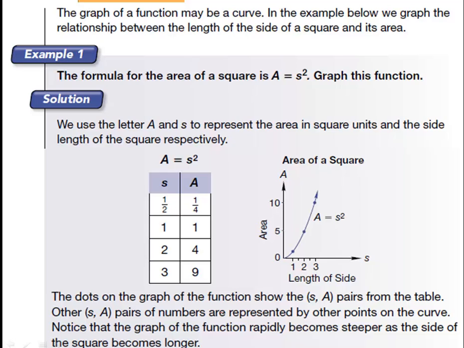So if s is equal to 1/2, 1/2 times 1/2 is 1/4. If the side is 1, 1 times 1 is 1. If it's 2, 2 times 2 is 4, and 3 times 3 is 9. And then when we graph it, we see that we get a curved line instead of a straight line. Okay? It becomes steeper much quicker as the sides of the square become longer. Alright, so that's what we're going to do. We're going to practice this a little bit.